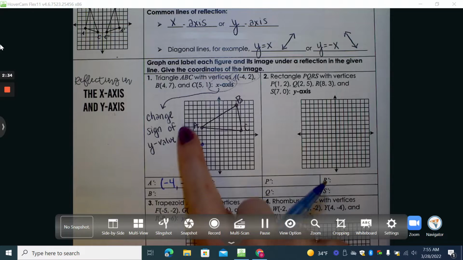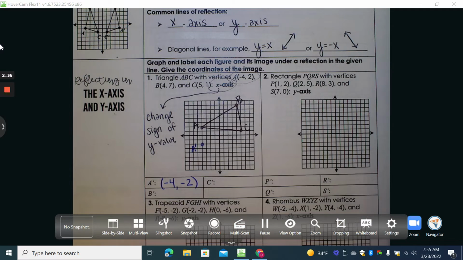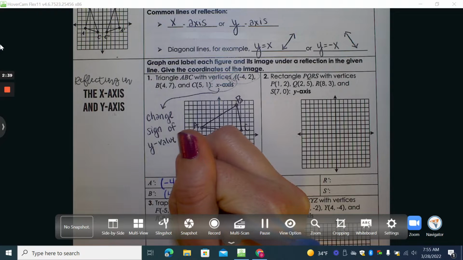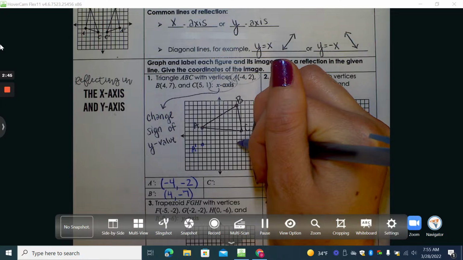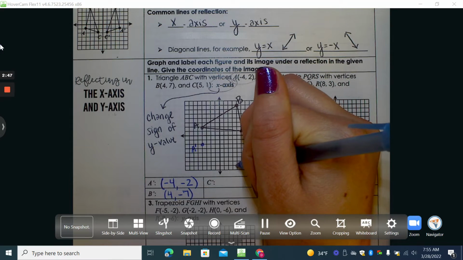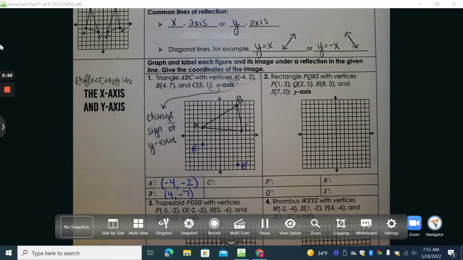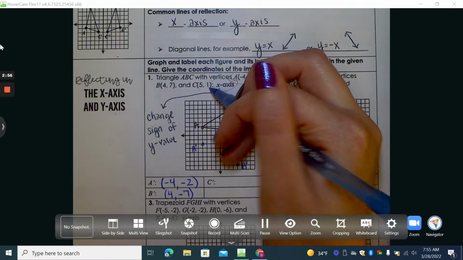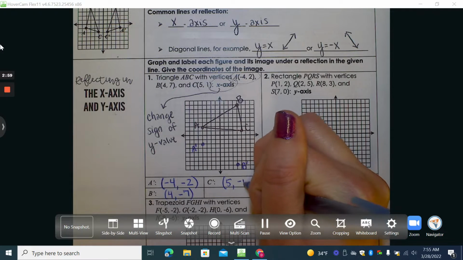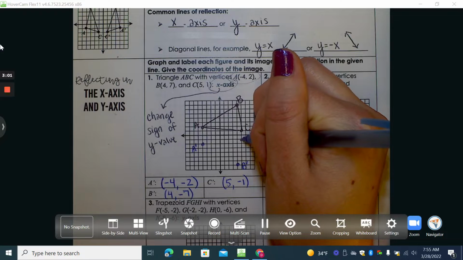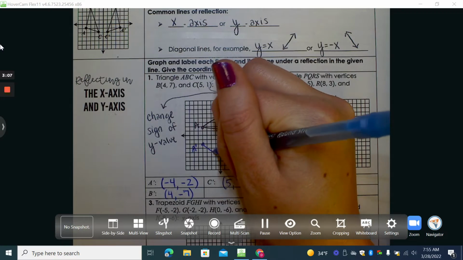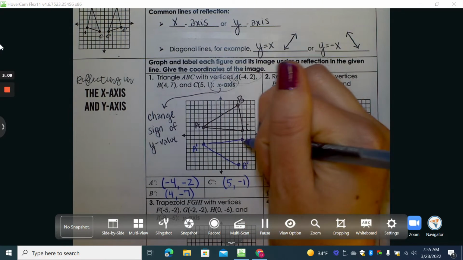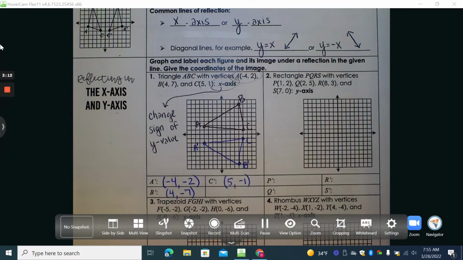If B is at 4, 7, I want to change that y value. That 7 is now going to be a -7. I'm going to be at 4, -7. So I'm going to count down 7: 1, 2, 3, up to 7, and my B prime is right there. Same idea with C. Instead of 5, +1, I'm now going to be at 5, -1. And so I'm going to reflect it over that x-axis. And so now my C is in that negative section of my graph paper. And so that is my new image.